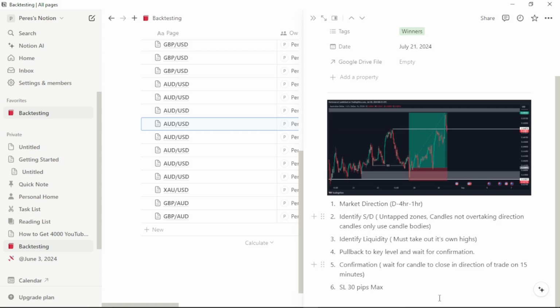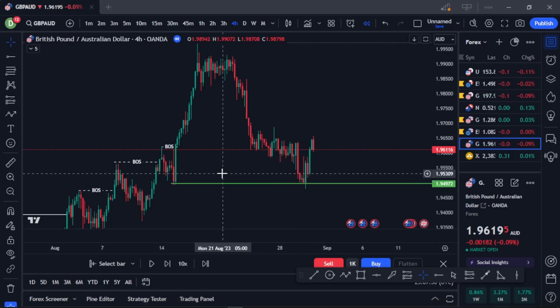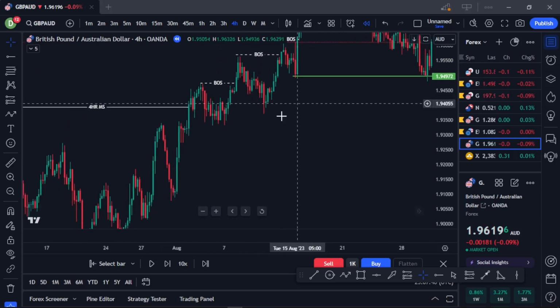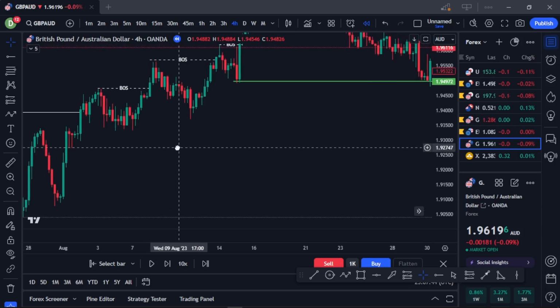Now let me show you a typical example of what I mean by that rule. So for example, let's take a closer look at one typical example here, if we can spot one.